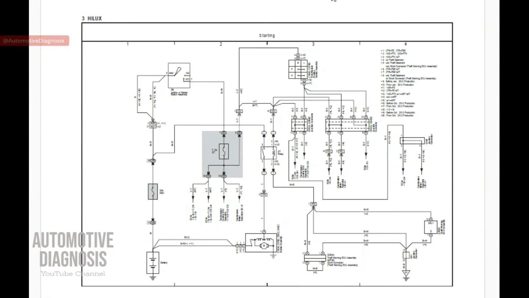So the diagram that we are looking at right now is for the Hilux, Toyota Hilux. You know that the wiring diagrams for Toyota and Lexus are exactly the same, so if you know how to read this one, it's going to be okay for all those Lexus vehicles. This is for the Toyota Hilux up to 2015, and as you see, of course, it's for the starting system.